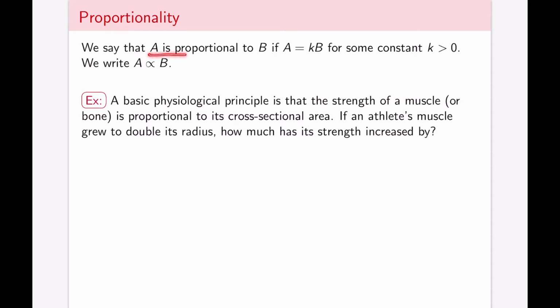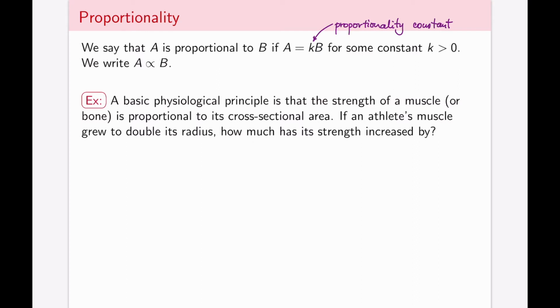We say that A is proportional to B if A is some multiple of B. So A is equal to some constant times B for a positive constant K. We call this K a proportionality constant. Oftentimes, we're not actually going to be able to set up a relationship with the constant ahead of time. We're going to keep it general and then, using available data, solve for that constant K.